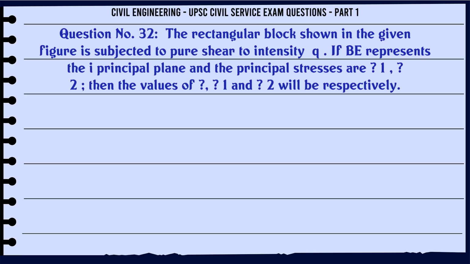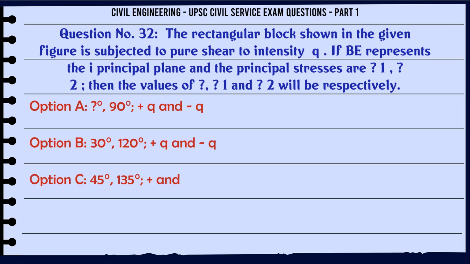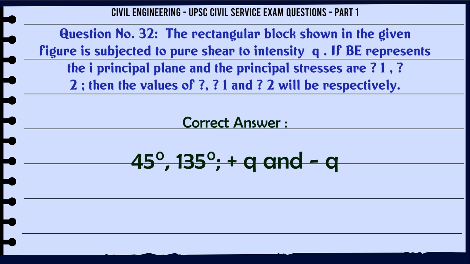The rectangular block shown in the given figure is subjected to pure shear of intensity Q. If B represents the I principal plane and the principal stresses are σ1, σ2, then the values of σ1 and σ2 will be respectively: A. 0 degrees, 90 degrees, plus Q and Q. B. 30 degrees, 120 degrees, plus Q and Q. C. 45 degrees, 135 degrees, plus and minus Q. D. 45 degrees, 135 degrees, plus Q and Q. The correct answer is 45 degrees, 135 degrees, plus Q and Q.